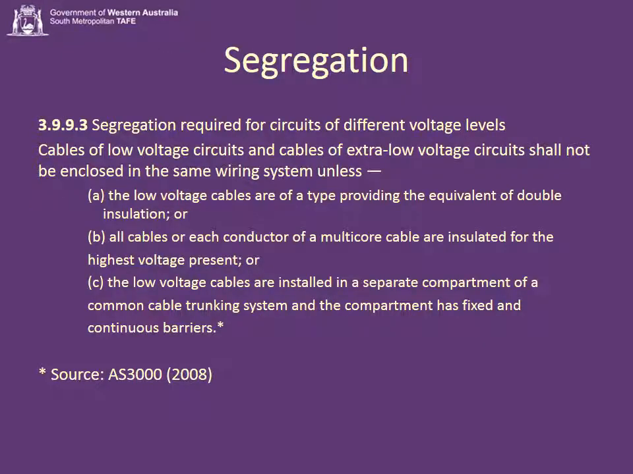Now in Australia, we are encouraged to use interposing relays, specifically because we have to maintain segregation. This is an extract from AS3000, and it says basically there is low voltage and there is extra low voltage, and never the twain shall meet, they shall be separated.